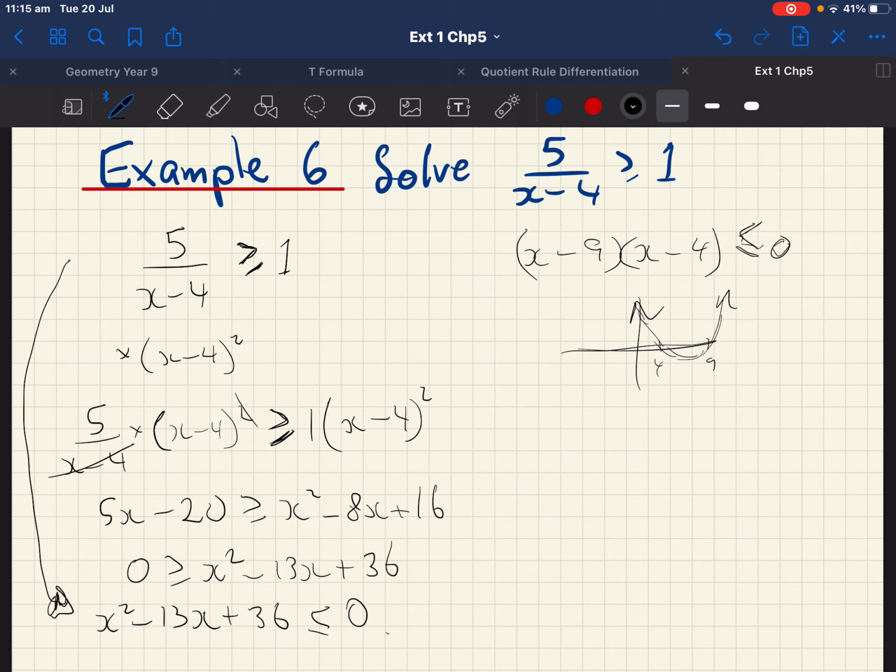I can see that occurs in the second region, right? Again, we've got these critical values that have split our number line up into 3 regions. And from the graph, we're below 0 in the second region. So in other words, our solution will be 4 ≤ x ≤ 9.